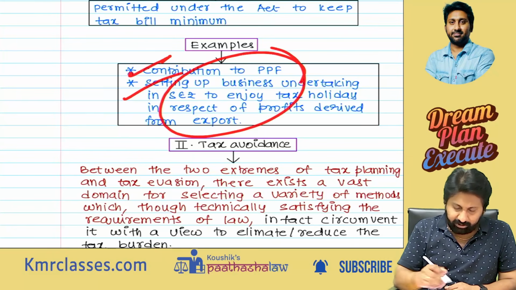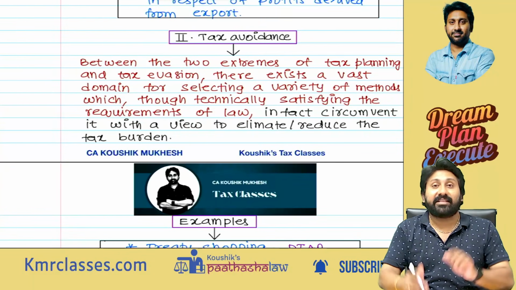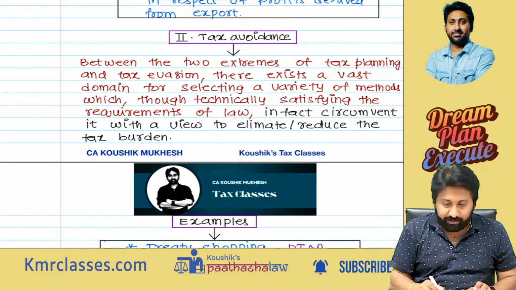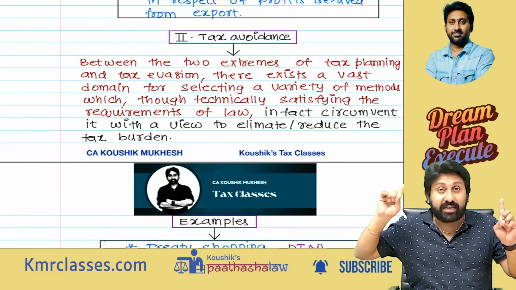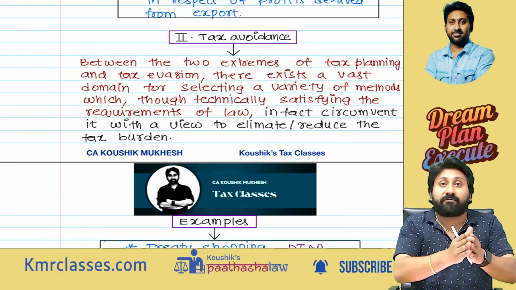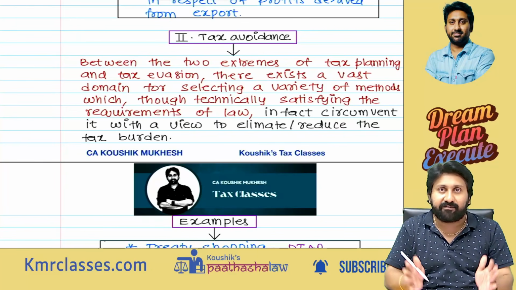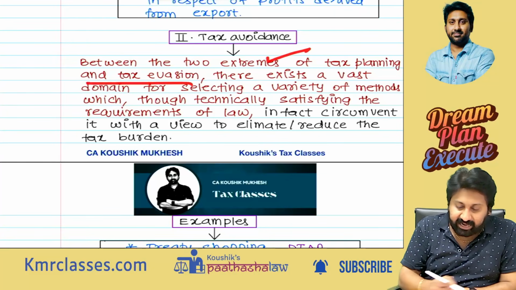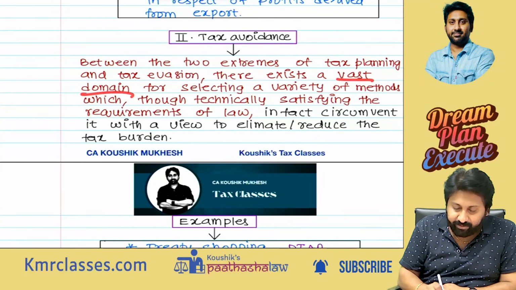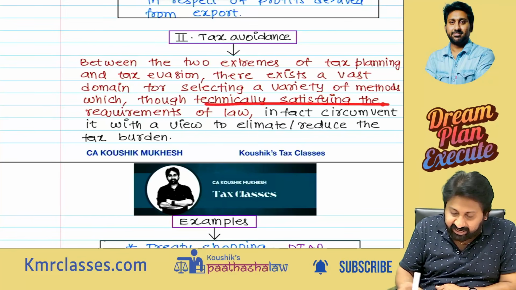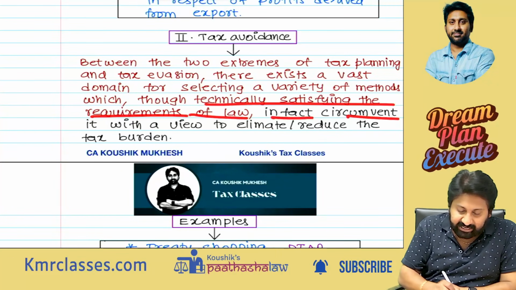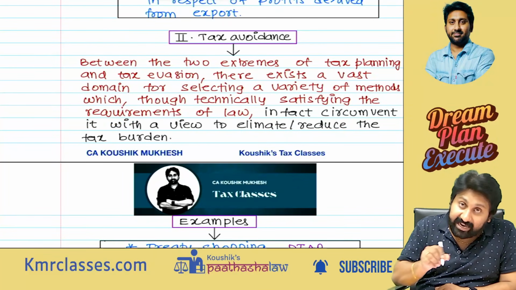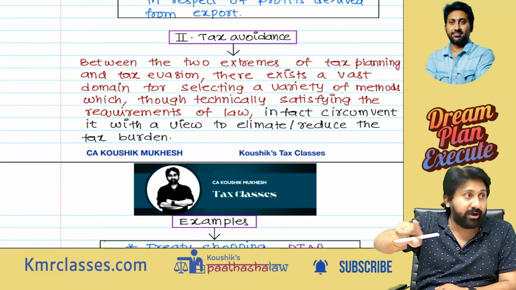Examples. Okay. Next, tax avoidance is the important theoretical question. Tax evasion we understood, tax planning we understood. Amidst both of these, there is a different world in itself. That is called tax avoidance. So between the 2 extremes of tax planning and tax evasion, there exists a vast domain for selecting a variety of methods which, though technically satisfying the requirements of law, in fact circumvent it with a view to eliminate or reduce the tax burden. So it looks like tax planning, but actually it's tax avoidance.